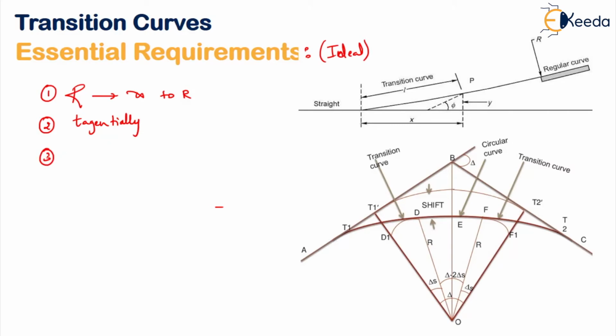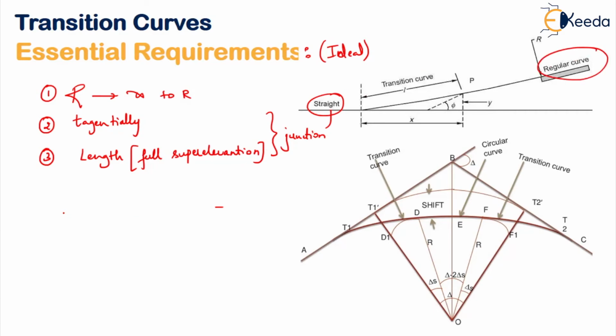Next, the third requirement is regarding the length of the transition curve. It should be such that full super elevation is obtained at the junction with the circular curve. So the length should be in what manner? It should obtain full super elevation at the junction. Both these points are at the junction of the straight and the regular circular curve.